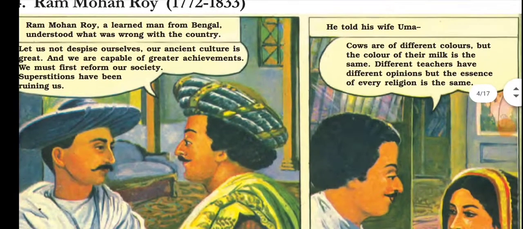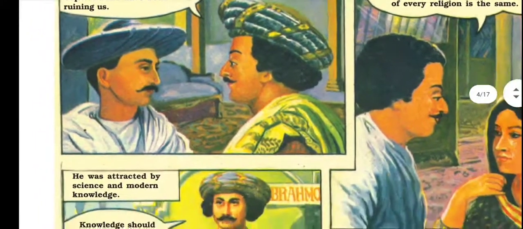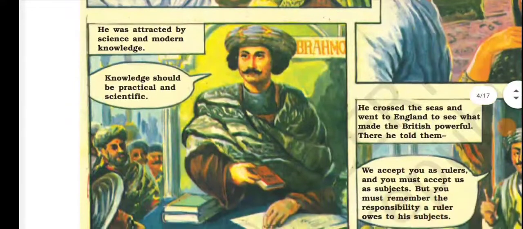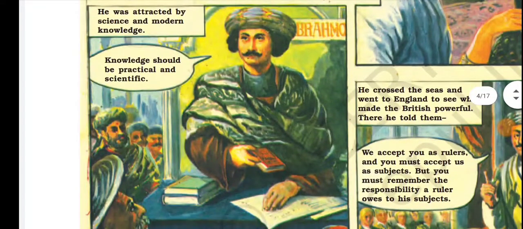He told his wife, cows are of different colors, but the color of their milk is the same. Different teachers have different opinions, but the essence of every religion is the same. He gave a brilliant example to his wife. He said that there are cows of different colors, but still they give the same milk. Different teachers have different opinions, but the theme is the same, that every religion worships God. He was attracted by science and modern knowledge.